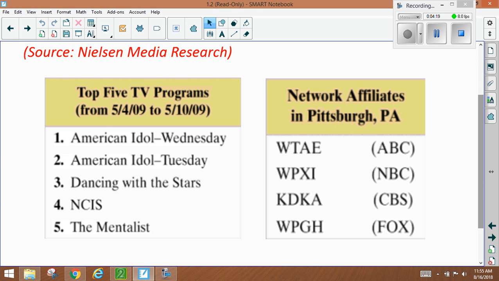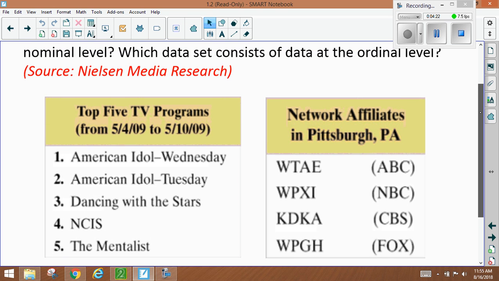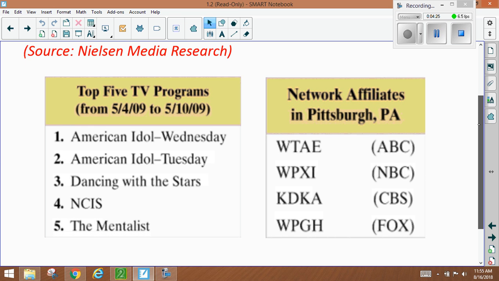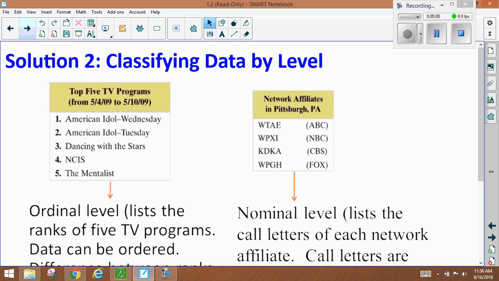On the second one, right, the network affiliates is no. We can arrange these in some way, right? The ones on the top 5 TV programs, we'd actually be able to arrange them, right? So they're ordinal. There's actually some numbers involved, right? But these network affiliates, there's no numbers. There's really no way I could arrange them, right? In any way. It wouldn't make a difference if I arranged them in any certain way. So that's good. All right. Oh, there we go. Got some answers there.